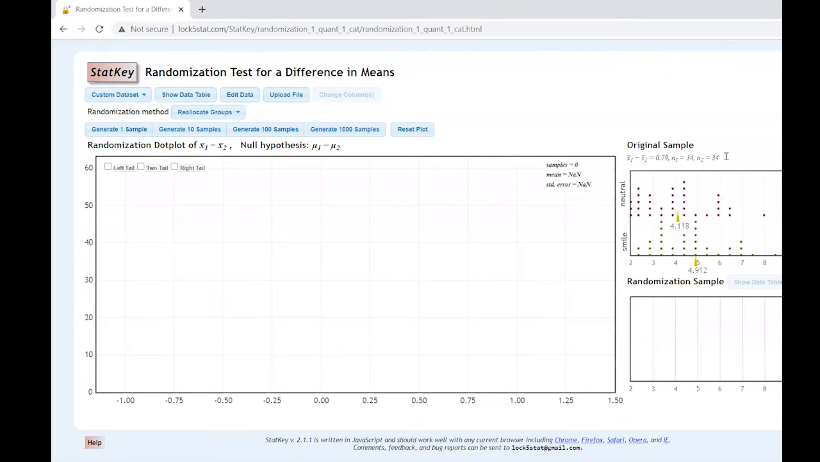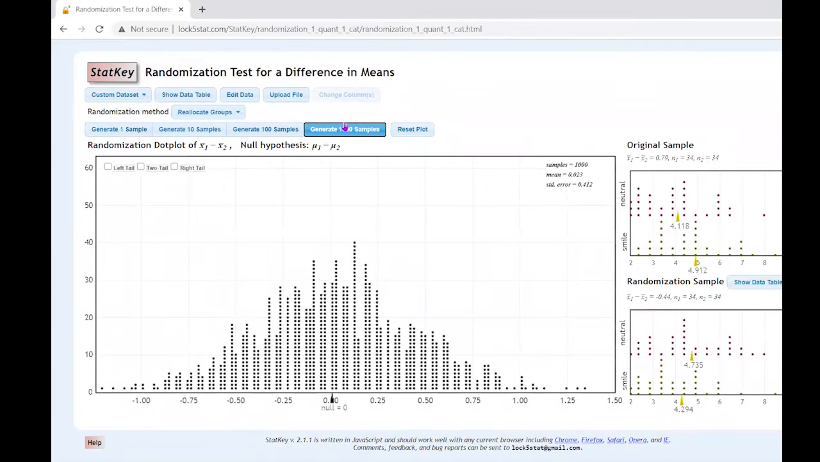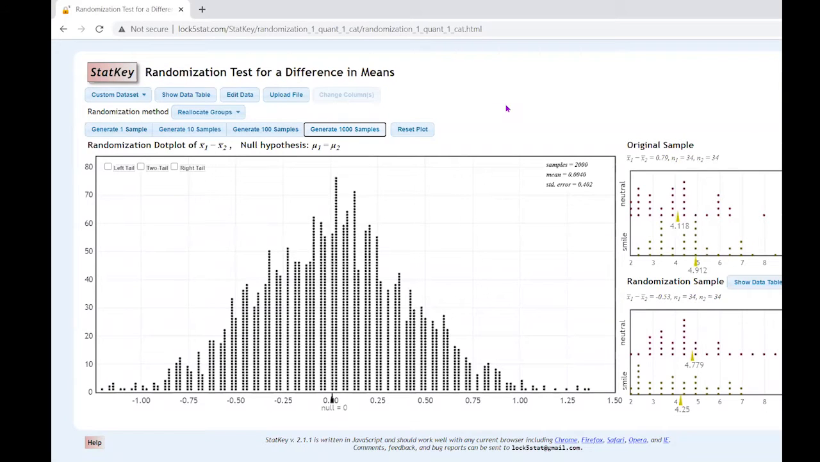So now we can see that, again, this is that original sample. These are all of our data points where they usually are. We can see here that the difference between the two means is 0.79. And right over here, we can see that both sample sizes are equal in this case. So now what we're going to do is generate a couple thousand samples so we get a good rough estimate for our hypothesis test.